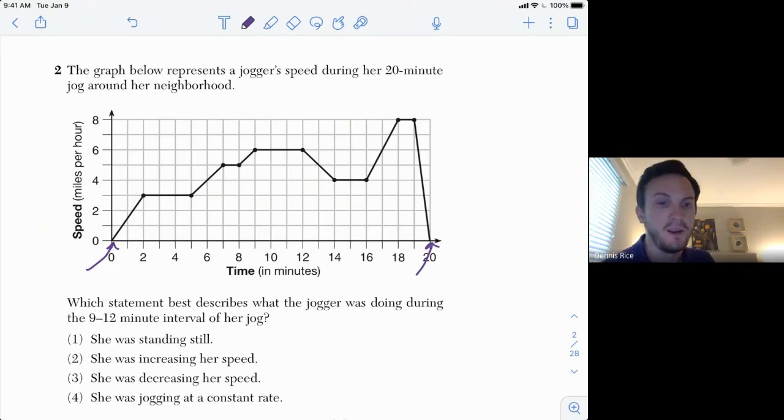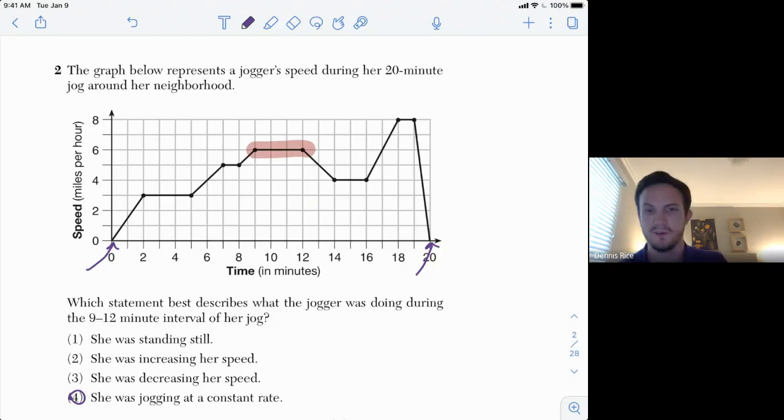Let's see, what is this one? Between 9 and 12, what's happening? What could be happening in that section here? What do we think? Person standing still, increasing, decreasing, or jogging at a constant rate? Choice 4 is correct, constant rate. What do you think most people would incorrectly put for this? And I do remember people putting this as a choice.